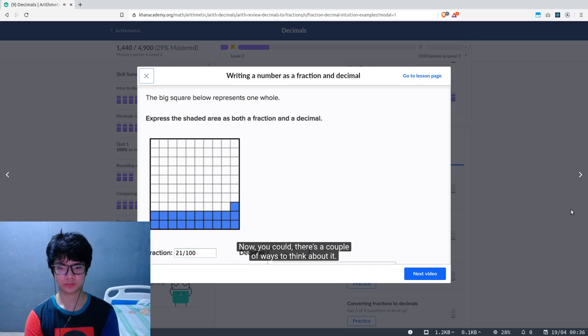Now, there's a couple of ways to think about it. If we're familiar with it already, we'd say, okay, look, 2 tenths is the same thing as 20 hundredths. So it's going to be 2 tenths and 1 hundredth, or 21 hundredths. Another way to think about it is, this first row right over here, that's a tenth. Then this next one is a tenth. So you have 2 tenths, and then you have a hundredth over here. So any way you want to think about it, this is 21 hundredths, or 2 tenths and 1 hundredth.